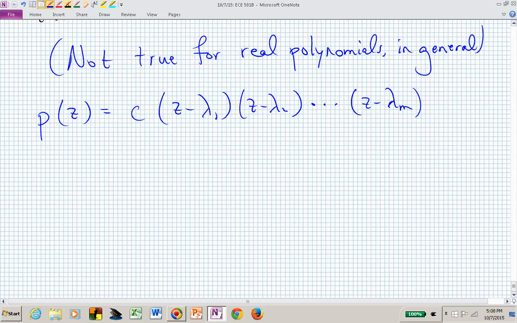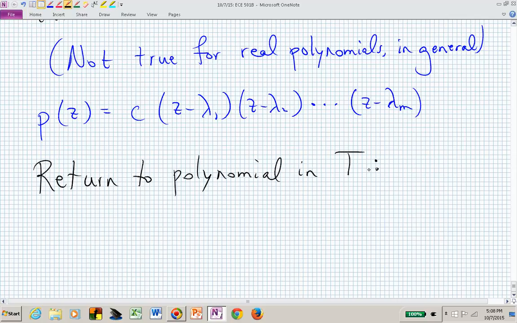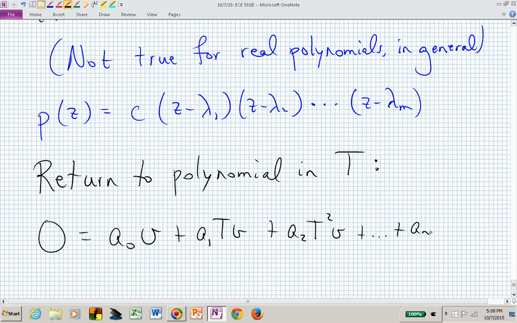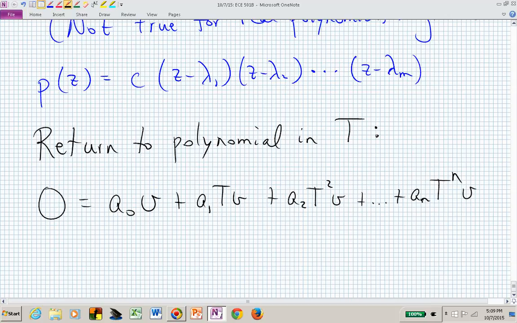Now, let's return to t, our linear map. Now that we have a polynomial in z, we know that we have 0 is equal to a sub 0 v plus a1 t v plus a sub 2 t squared v plus all the way up to a sub n t to the n v. That vector v is the same in all of those terms.